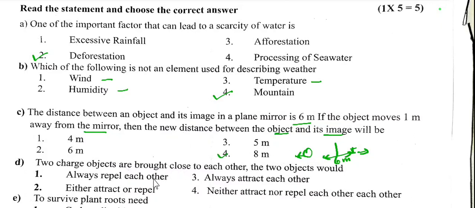8 meter. Two charged objects are brought close to each other. The two objects would... many of you have done it wrongly. The correct answer is it will either attract or repel, because both the objects are charged. If both the objects are positively charged or have the same charge, they will repel, while if they are opposite in nature, they will attract each other.